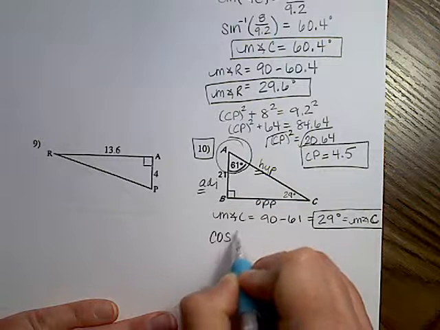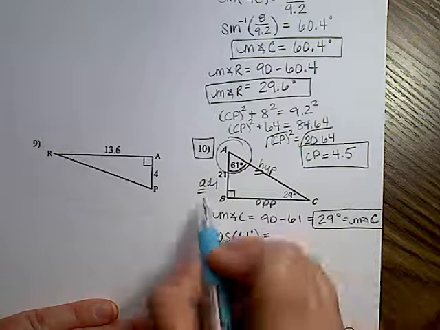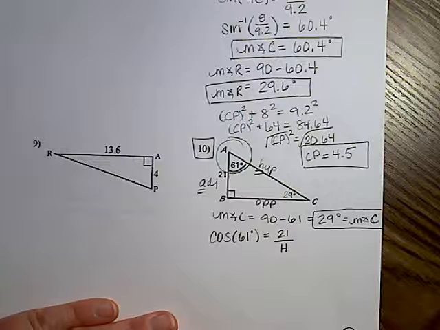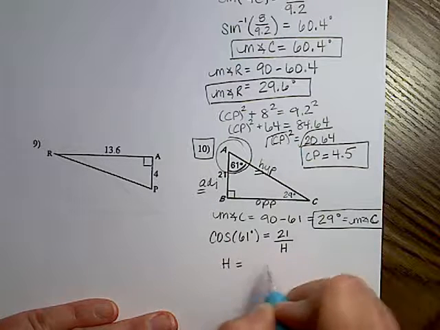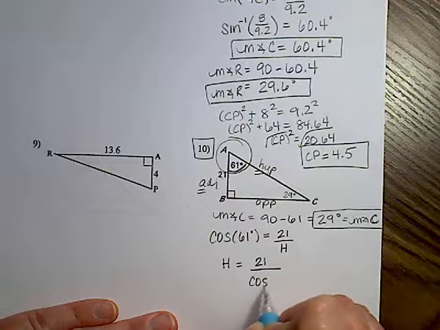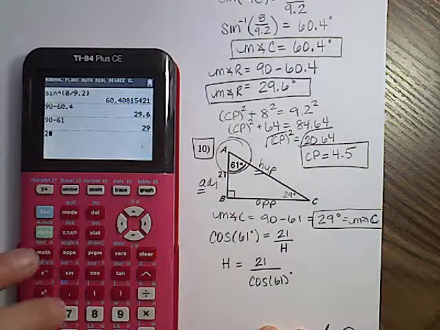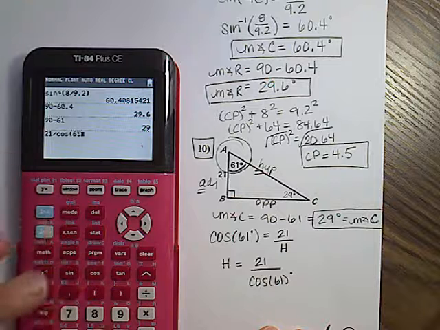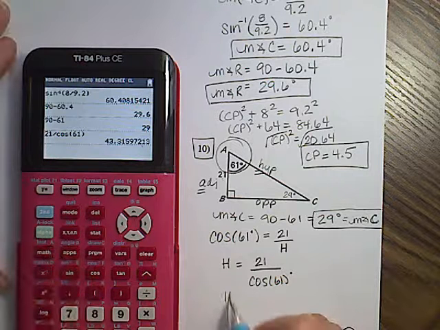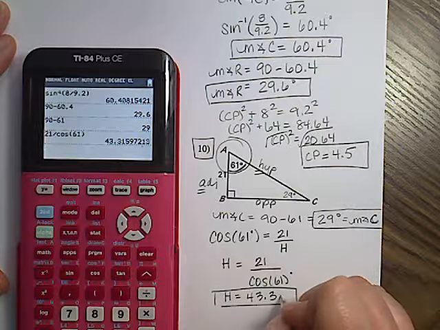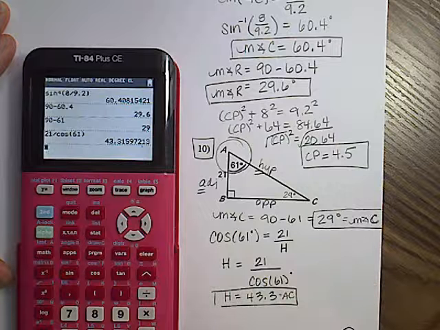We have the angle measure here. The cosine of 61 degrees is equal to the adjacent over the hypotenuse. And now remember, we did that funky math where we multiplied both sides by h and then we divided by the cosine. So we can say that h is equal to 21 divided by the cosine of 61 degrees. So on our calculator, 21 divided by the cosine of 61 gives us a hypotenuse of 43.3 units. This is actually the length of segment AC.